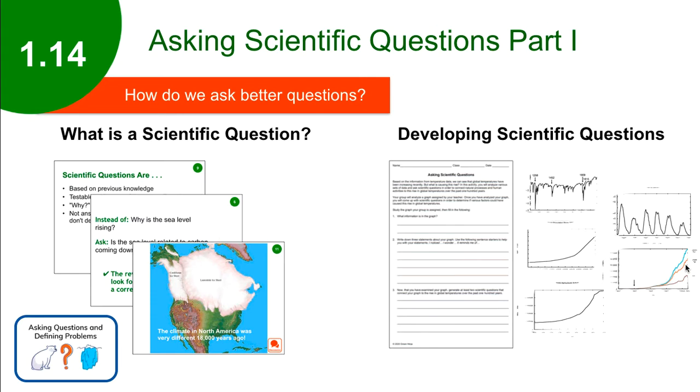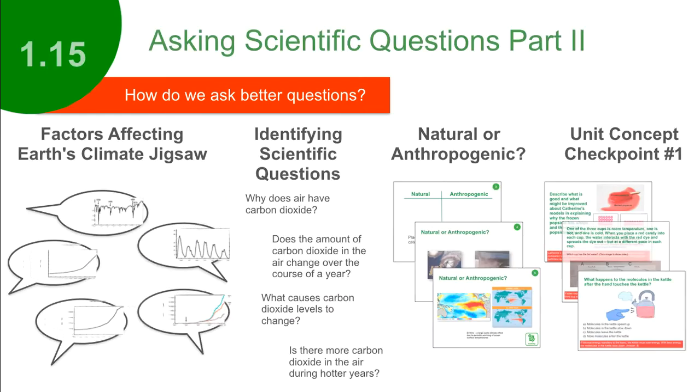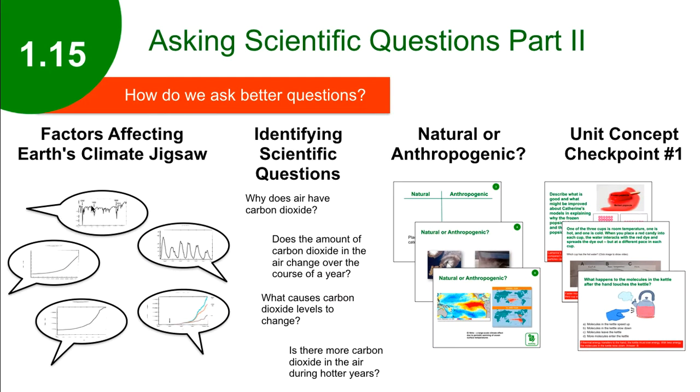Students combine their skill at the practice of asking questions with analyzing data. Each student becomes an expert in one of these graphs and then formulates a series of scientific questions based on what they see. And then, in lesson 15, we start by having them share their graph and questions with a group of other students who saw different graphs.